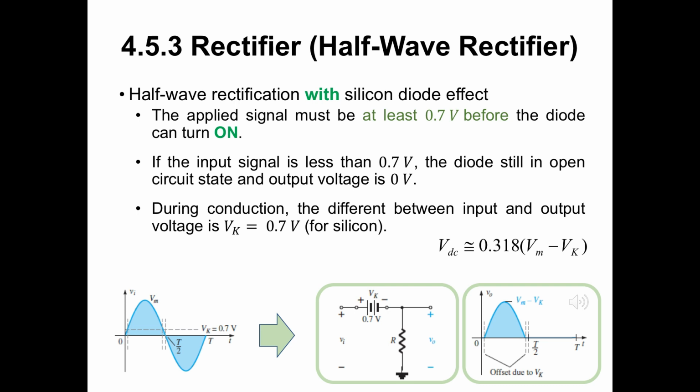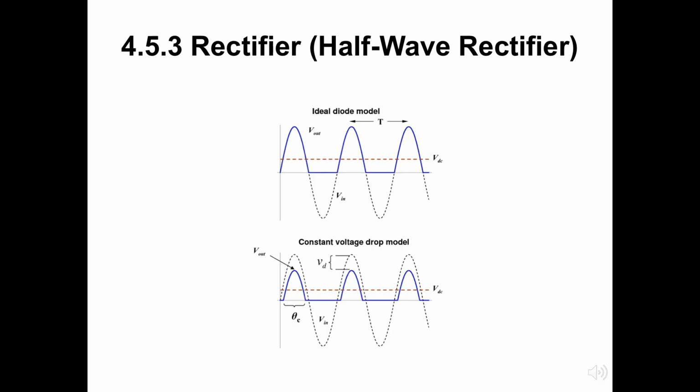For situations where Vm is larger than Vk, the following equation can be applied to determine the average value with a relatively high level of accuracy. VDC is approximately equal to 0.318 of the difference between Vm and Vk. This figure shows the difference between the ideal and constant drop model.